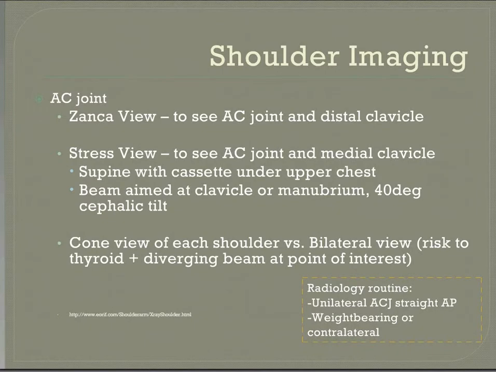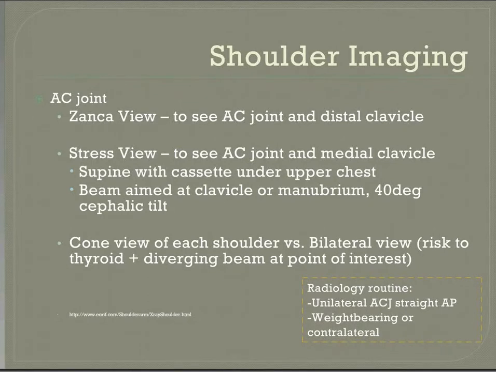The Zanca view is not routinely done by the radiology department. They usually do unilateral AC joint, and if they can, they do the weight-bearing views. However, many patients can't tolerate this, and so they do that contralateral view, in order to compare the AC joint. The important thing here is that each shoulder is done independently to reduce the risk to the thyroid, and to also get the cone view at the point of interest rather than a diverging beam to each shoulder.